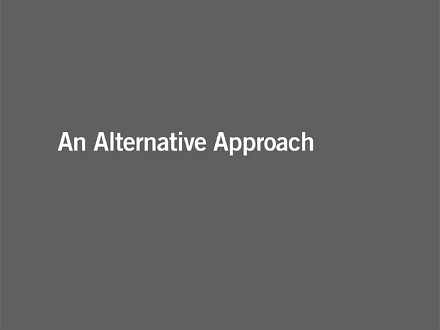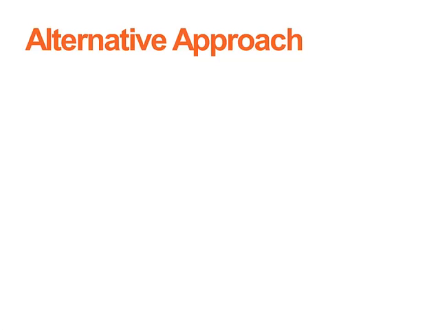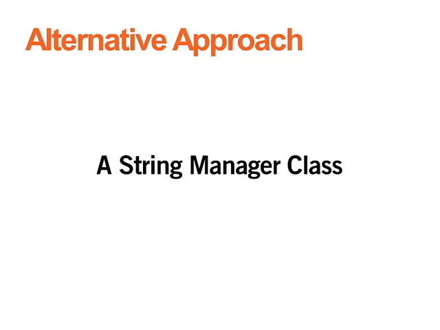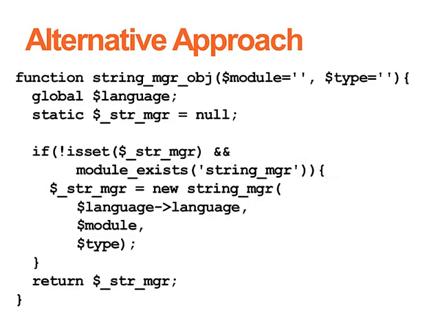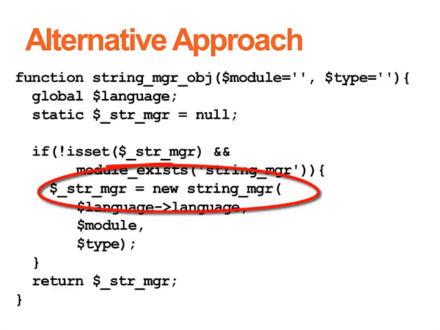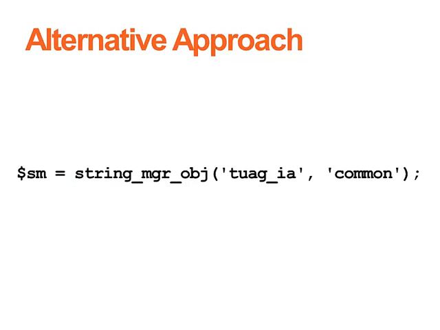So an alternative approach that I built is a string manager class. This is the Drupal bit. This is almost the entire Drupal module right here. It's basically just a wrapper around this. There's a class underneath that. And I pass a few parameters in on the constructor and off to the races.